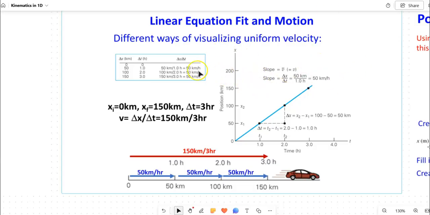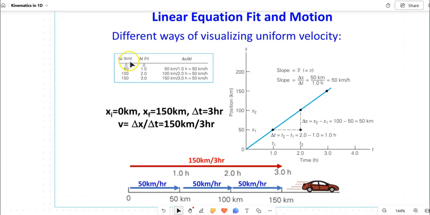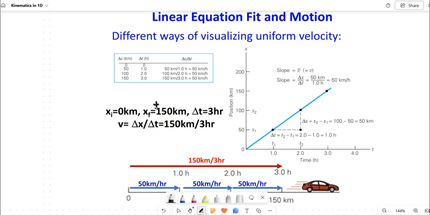Suppose you had a car and you measured it in kilometers per hour, and that car drove for a period of 3 hours, and it drove a total distance of 150 kilometers. So your starting position would be 0 kilometers. Your ending position would be positive 150 kilometers. The total period of time that you were driving was 3 hours.